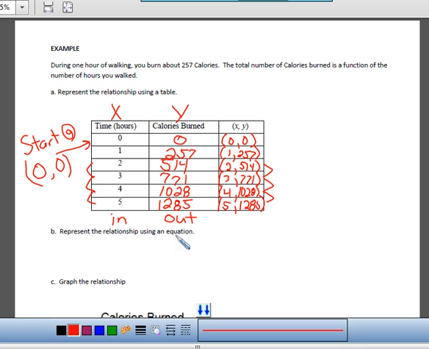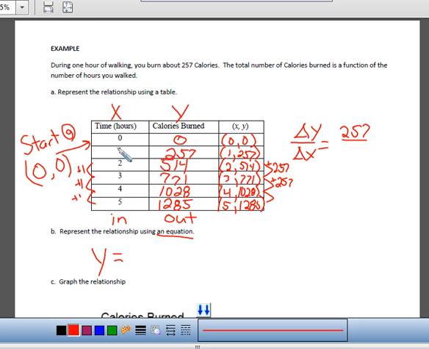So represent the relationship using an equation. So y equals something. Alright, our calorie burn comes from our change in y over change in x. So what is the change in y? Well, this goes up 257 every time. We are adding 257 every time. So change in y is 257 over, and this is increasing by 1 every time.